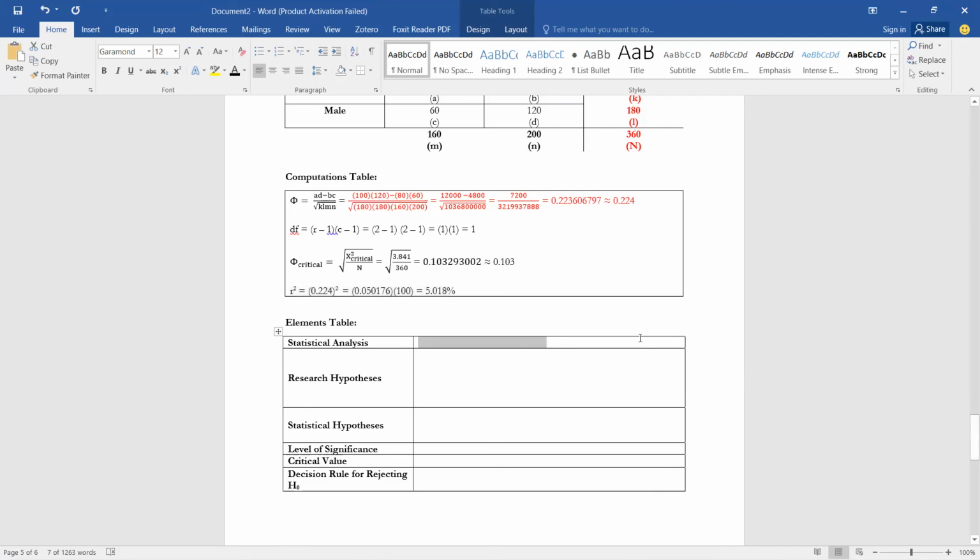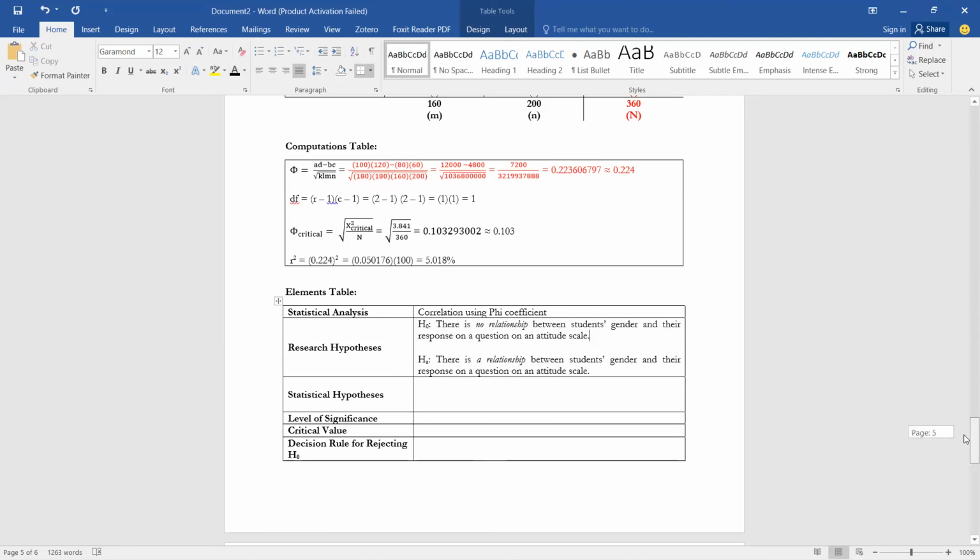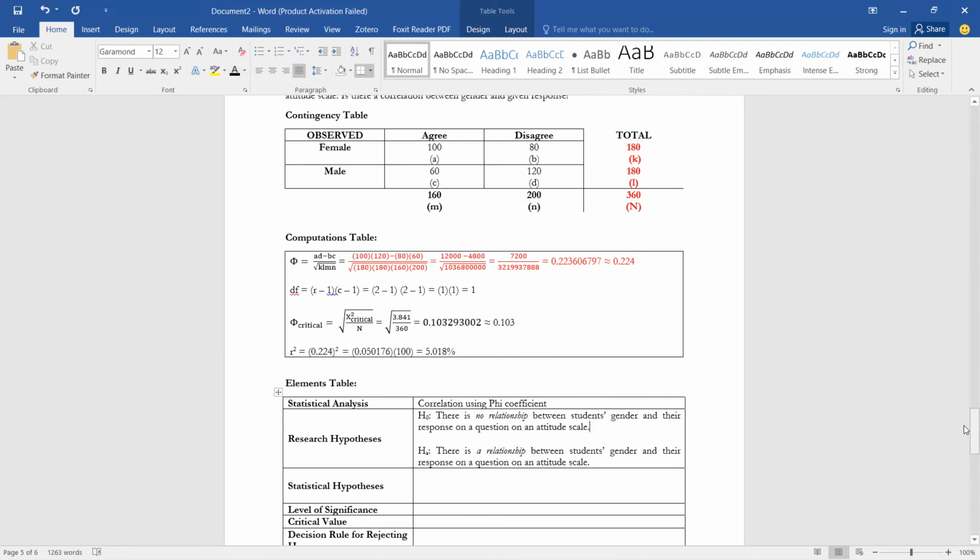So for the elements table, this is using phi, and the research hypothesis is, there is no relationship between students' gender and their response on a question on an attitude scale. So I'd like to comment. I think you've heard me either flip-flop on the gender and sex thing. We know that's different based on SOGI. But many researchers are still confused about it.